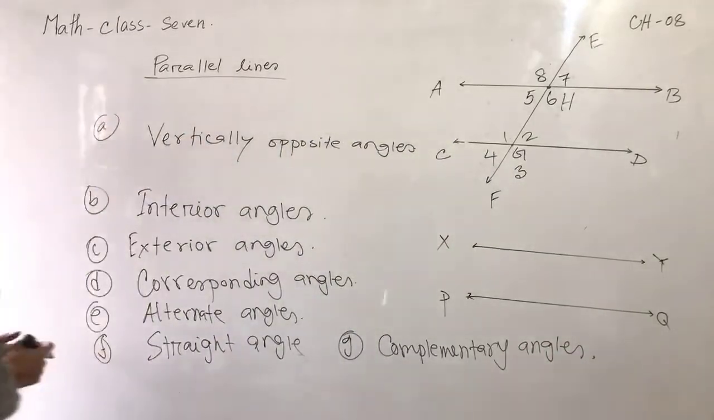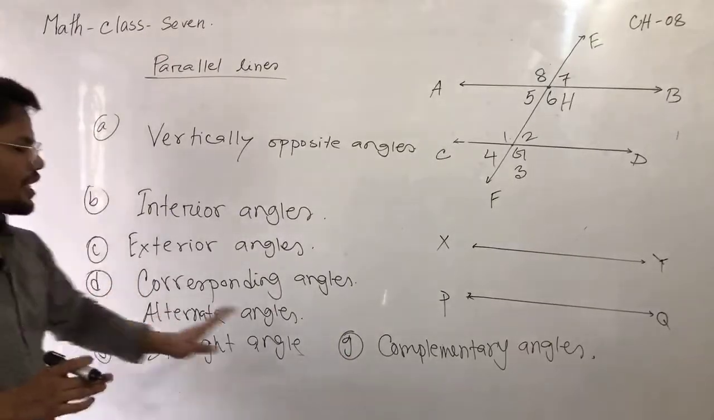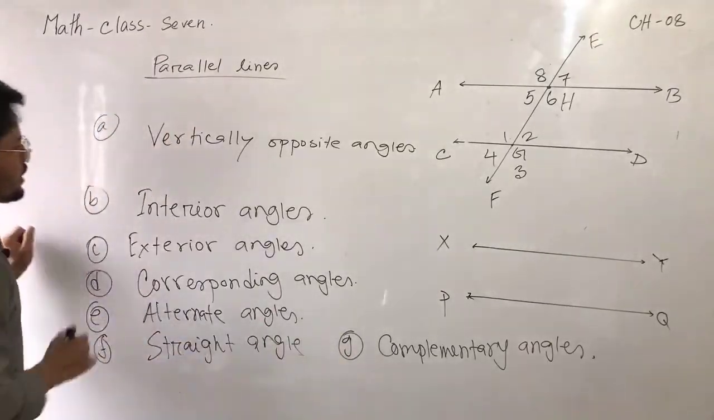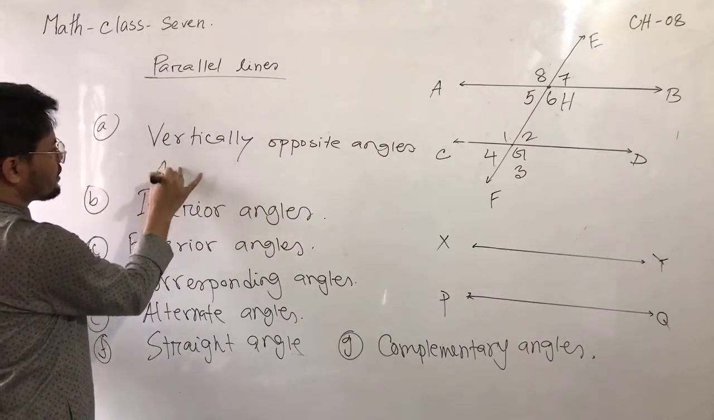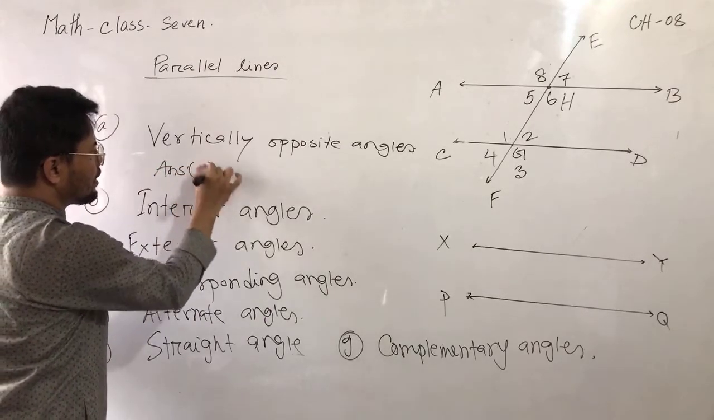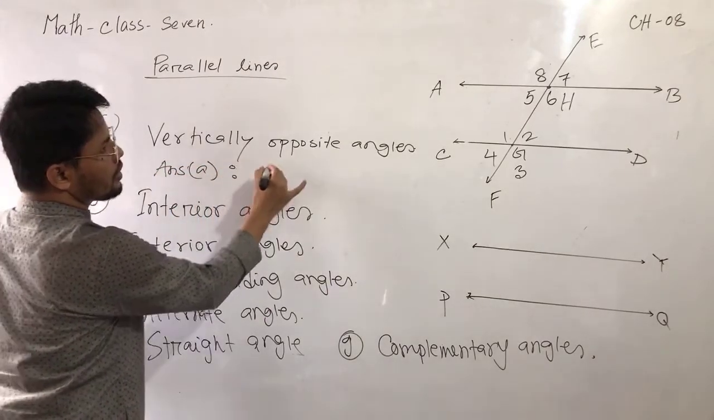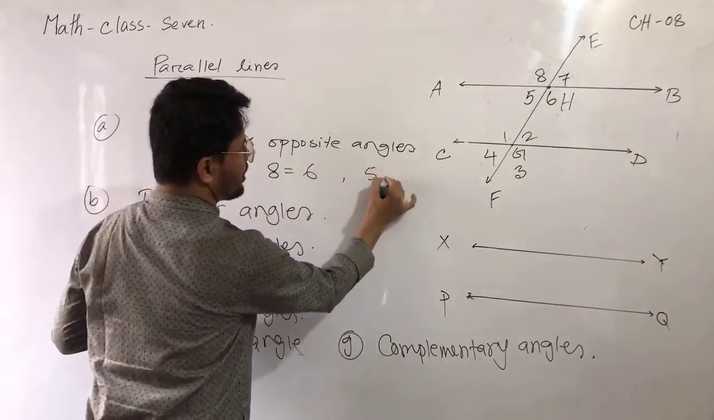Okay, who can write the answer here? Just giving an example. My dear students, I am asking you questions 1 to 8. You can apply it like this. For number A, you can write the answer in this form. Answer A: 8 equals 6, 5 equals 7.